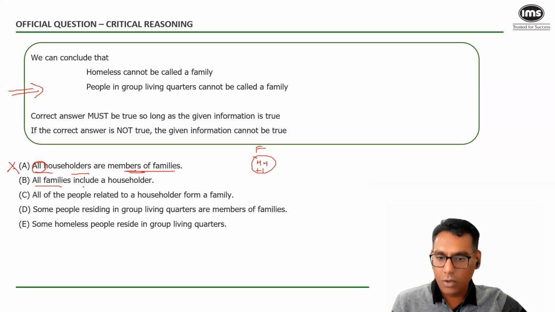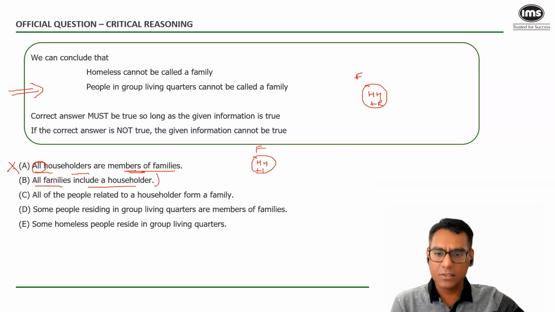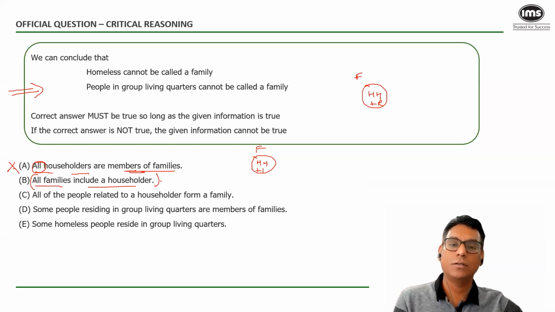Okay. Now B, all families include a householder. Absolutely, because that is the very definition of family, right? Family is one householder plus one relative. So all families by definition should include a householder. Correct. Now let's see, this looks like a good inference. How do I confirm that? I just look at the negative case and see if that brings out any problem with my premises. So what would the negative case of this be? All families include a householder. The negation of that would be there is at least one family that does not include a householder.